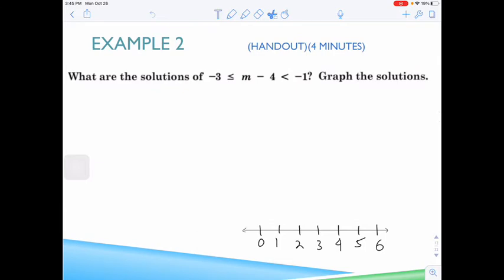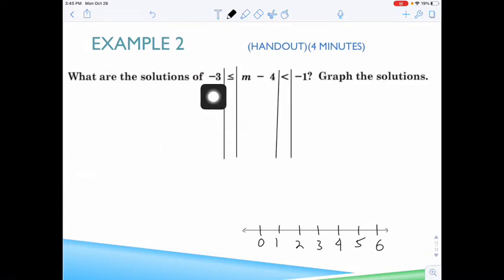So for example 2, it says what are the solutions of -3 ≤ m - 4 < -1. Graph the solutions. This one actually said that you can break it apart into two, but there is a quicker way to solve this where I like to use the railroad track.